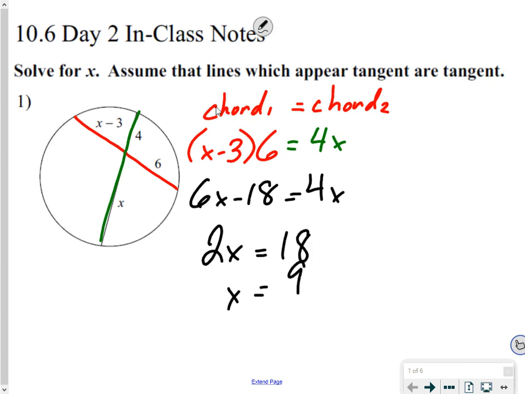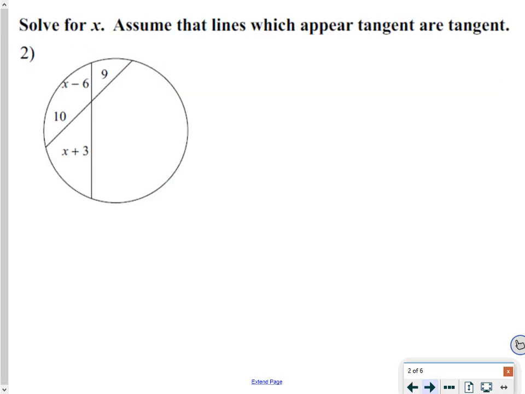Keep in mind that when we get these values, in certain situations we're going to get positives and negatives for x. We've got to make sure the answer makes sense in the context of the problem. The next one is a prime example of that.